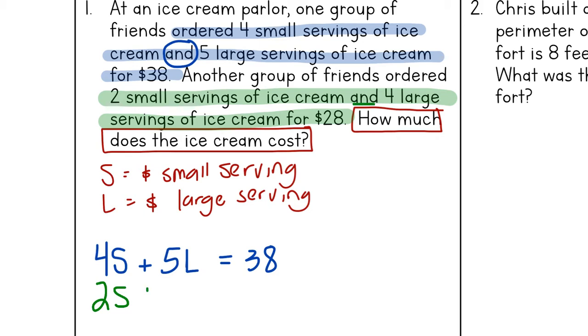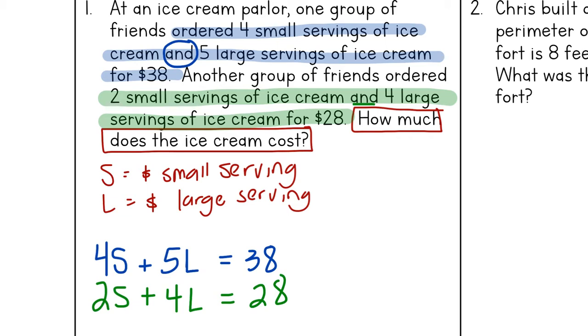And is plus sign. 4 large servings, so 4L, for $28. How much does the ice cream cost? Okay, so basically what I need to solve for is what is S and what is L. So we're solving our system. Now we had two different ways that we learned.